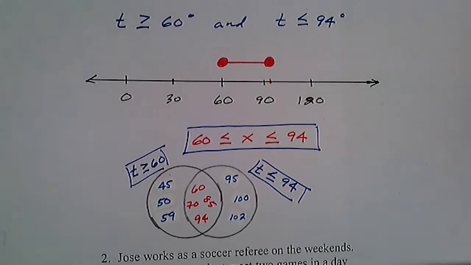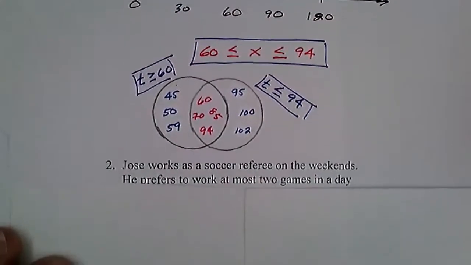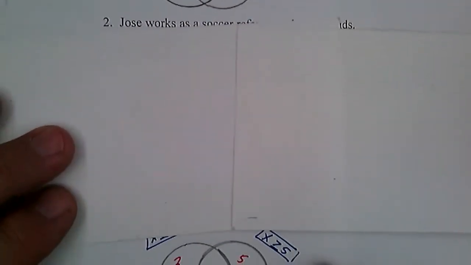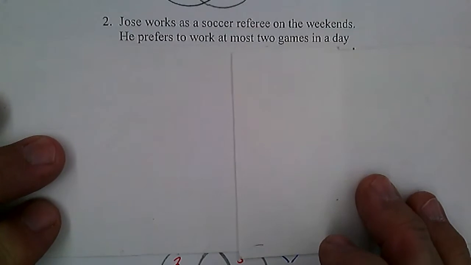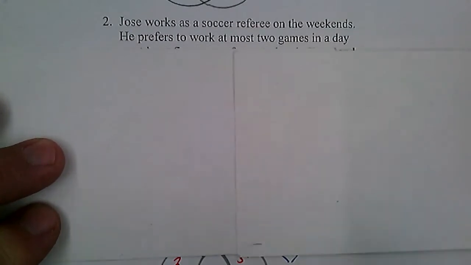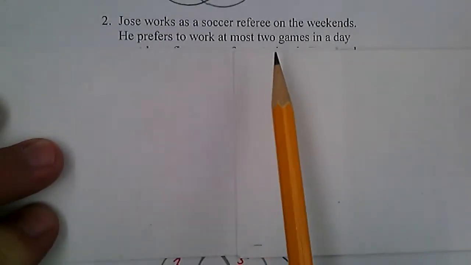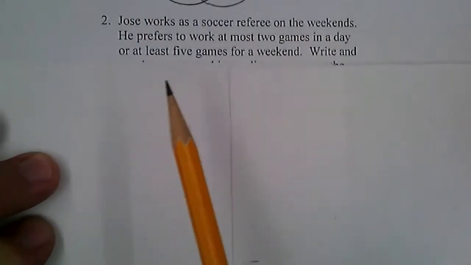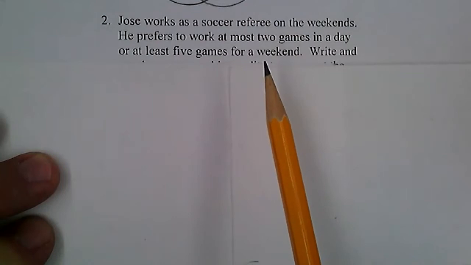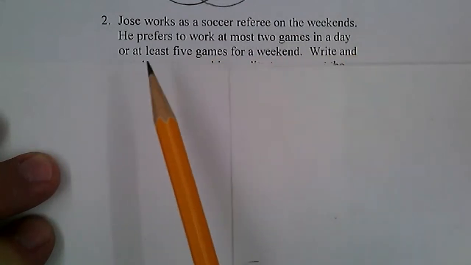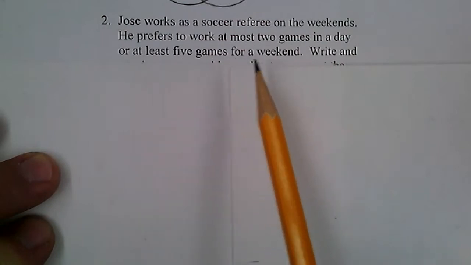Okay, let's try the next one. Jose works as a soccer referee on the weekends. It says he prefers to work at most 2 games in a day. So he doesn't want to work more than 2 games in a day, at most 2 games, or at least 5 games. He prefers to work at most 2 games in a day, or at least 5 games for the whole weekend.